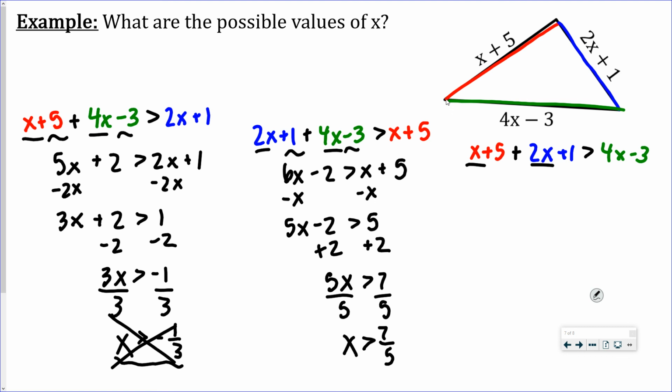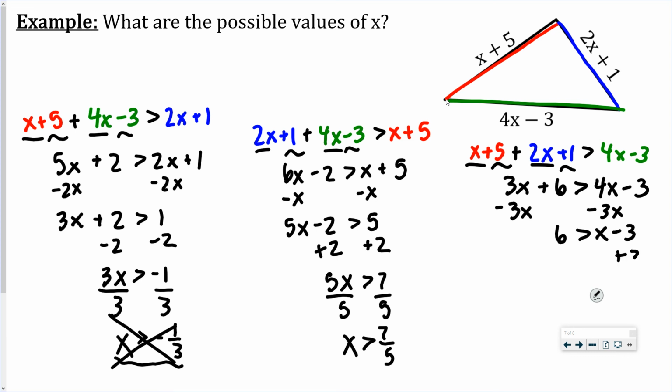Okay, last one. 3x plus 6. This time I have more x's on the right-hand side. That's okay. Think of it like a party. You want to go where there's more variables. It sounds like a more fun party where there's more people. And then here, it's going to add 3. So I get this statement that says 9 is greater than x. That's one way you could say it. Or you could say, and I encourage you to do this, x is less than 9.